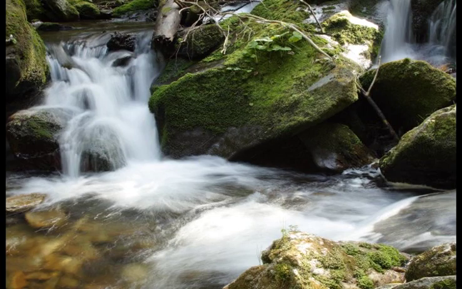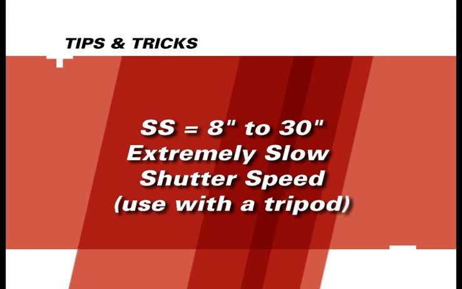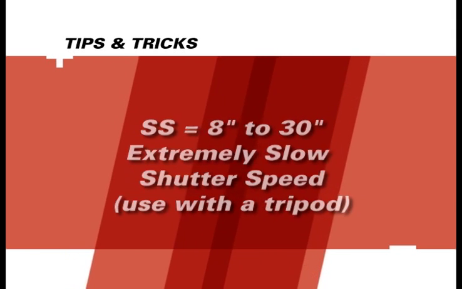If you'd like to slow things down and capture the effect of motion or blur the movement of a waterfall, select a slow shutter speed in the range of about 8 to 60. The slowest shutter speeds fall in the realm of 8 to 30 seconds. These shutter speeds will typically be used for shooting subjects at night.